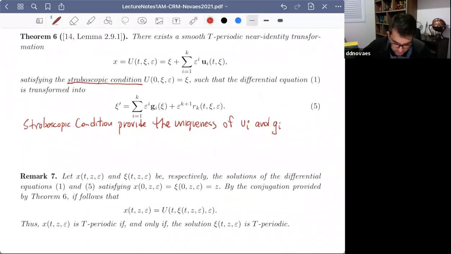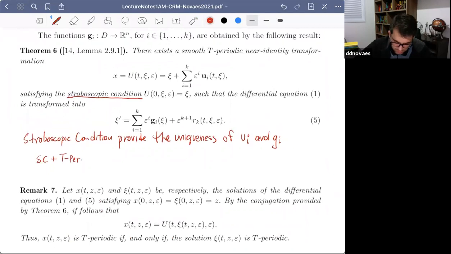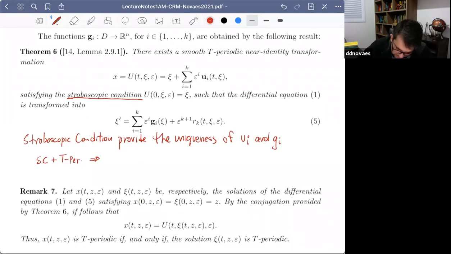Another comment about the stroboscopic condition. The stroboscopic condition now, plus the T-periodicity of u, implies that the transformation u(nT, kc, epsilon) is equal to kc for every integer n. Okay, that's why it's called stroboscopic.